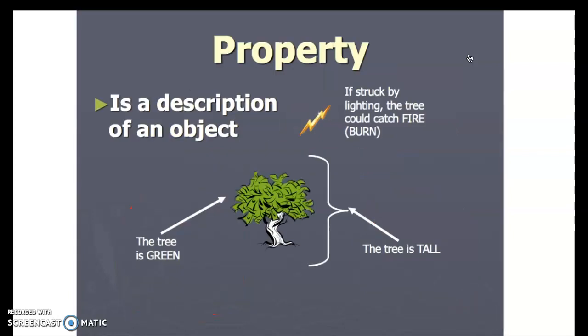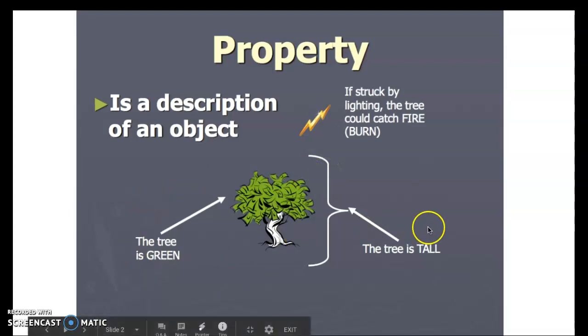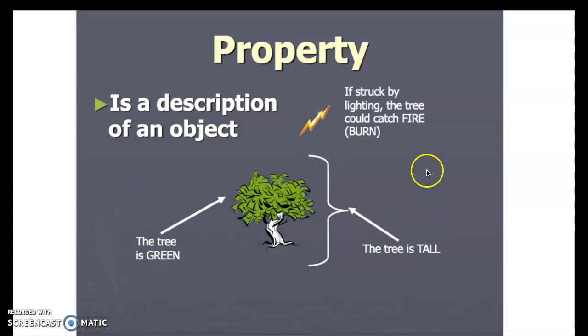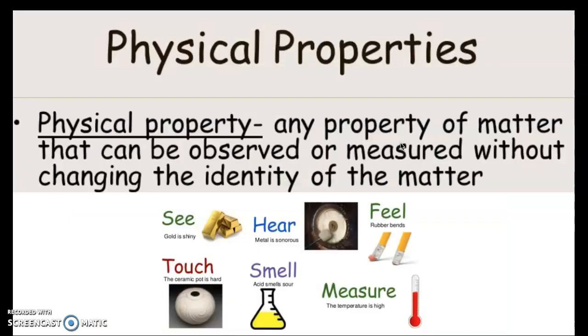And just for review, a property is a description of an object. So this tree, you can see it's green, it's tall. These are physical properties. We can see them. Now, there's also a chemical property, which is that this tree is flammable. So if it's struck by lightning, it can catch fire and burn. That's a type of chemical property.